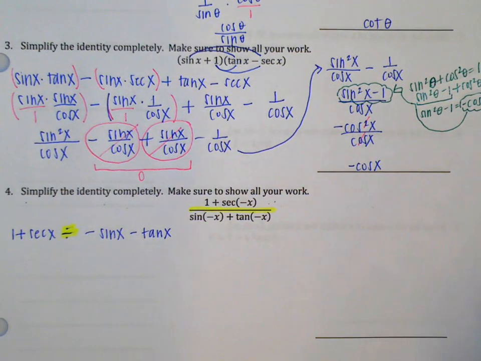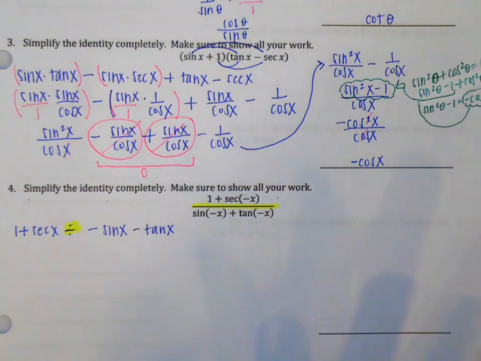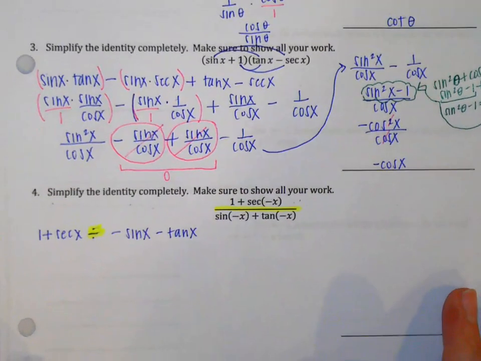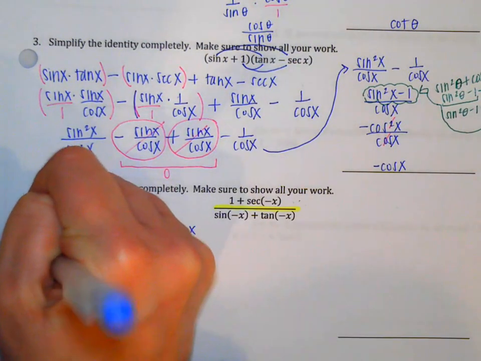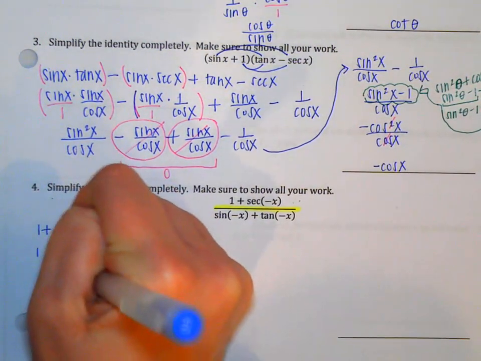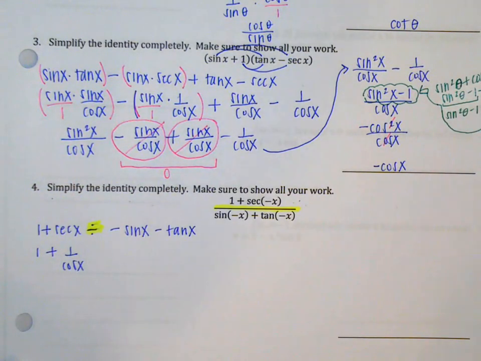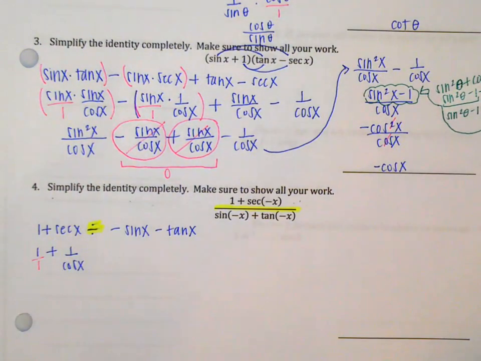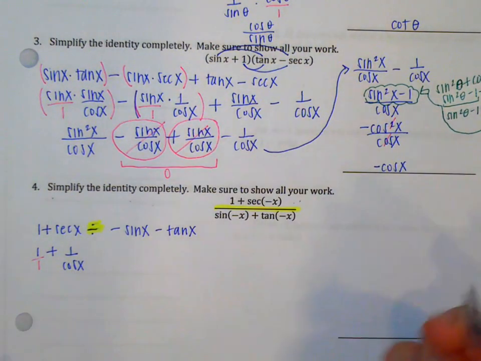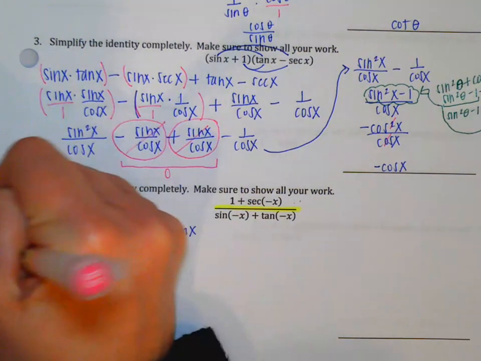Okay, so first thing, I'm going to ignore my right side for now. I'm just going to deal with my left side, and I'm going to essentially turn it into a singular fraction. So I'm first just going to rewrite everything in terms of cosine and sine. So 1 plus 1 over cosine. And then because this is like 2 separate fractions, I want to make it into 1. So again, I'm just dealing with this side. I'm going to get a common denominator. The common denominator between 1 and cosine is just cosine.